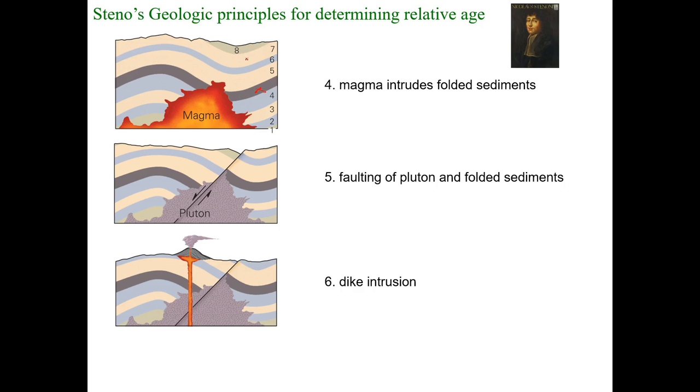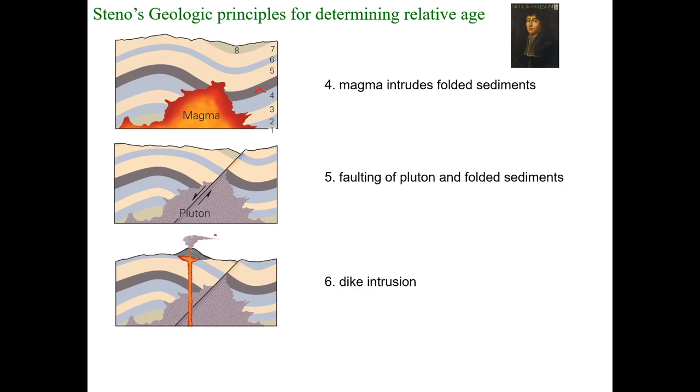They were all folded. And we can see that the folding event happened after the sill, after deposition, and we can see that the magma intruded after the folding event. We can tell that this magma body is not folded. Granted, that's obvious to you, but it tells us this has to have happened after the folding. Therefore, this magma body is younger than 1 through 8.